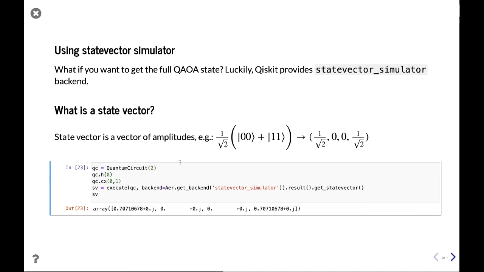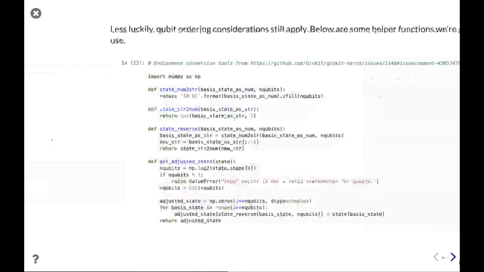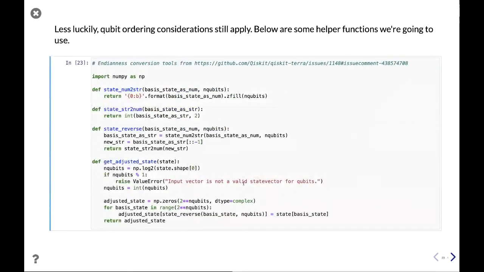So for example, if our state is a Bell state, then the state vector will spit out a vector of 1 over square root of 2, 0, 0, 1 over square root of 2. Now, we have to invert the state vector to account for the Qiskit ordering of qubits. And I have some helper function here to do that.